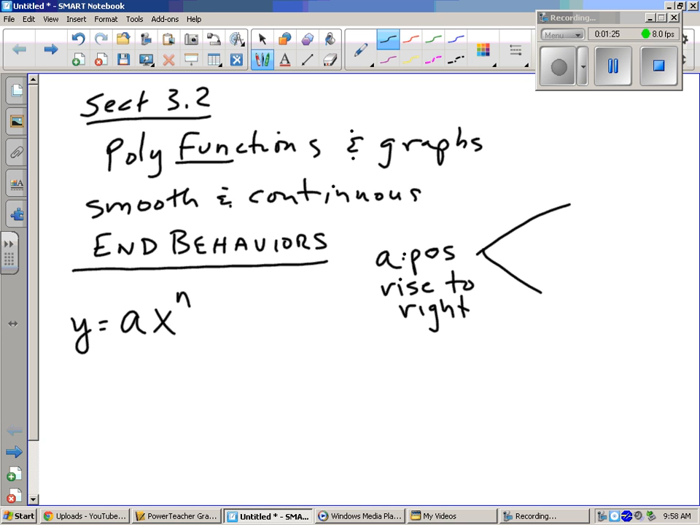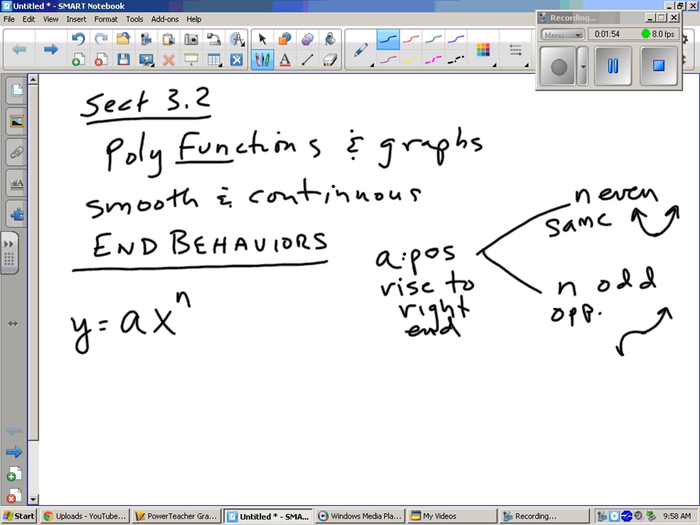Now there are two possibilities for n. If n is even, we have the graph doing the same thing at the front as it does at the end. So if we're rising to the right at the end, then it's going to do the same thing here. So if I'm rising to the right, I'm also going to rise at the beginning. If n is odd, then we're going to do the opposite. So if we're rising to the right, we're going to fall to the left, or at the beginning. So that's if a is positive.